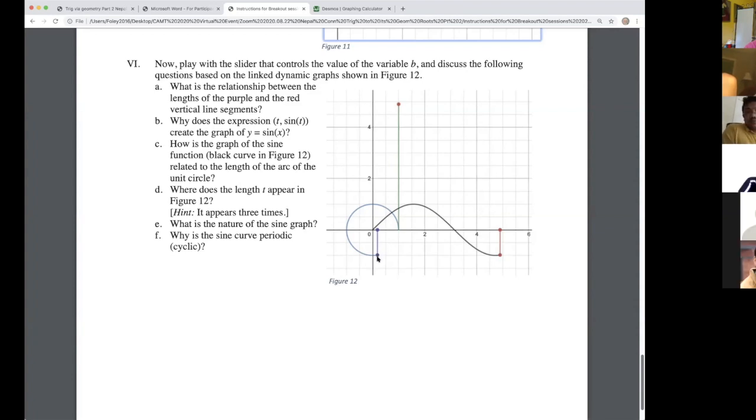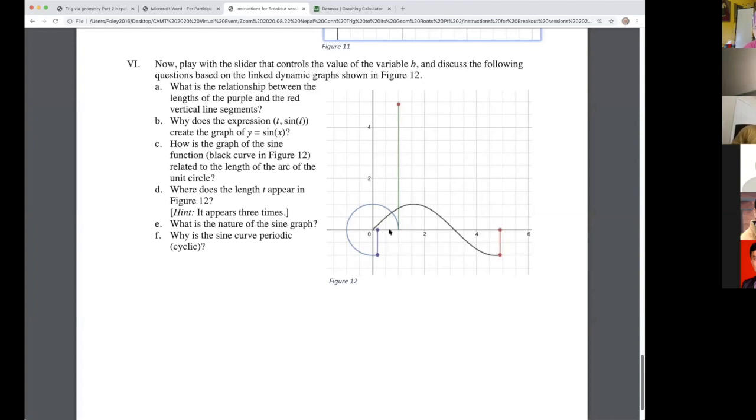The coordinates of that point would be cosine t, sine t, and in particular, this purple segment is a directed line segment. You could almost think of it as a vector going from the x-axis to the unit circle, and then we translate that vector over here, and we have a downward pointing vector of exactly the same length. So the y coordinate here is sine of t, the y coordinate here is sine of t, and we've simply translated it.